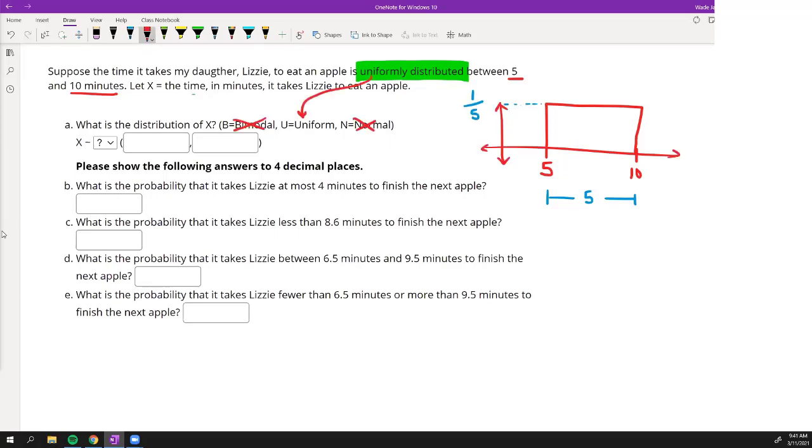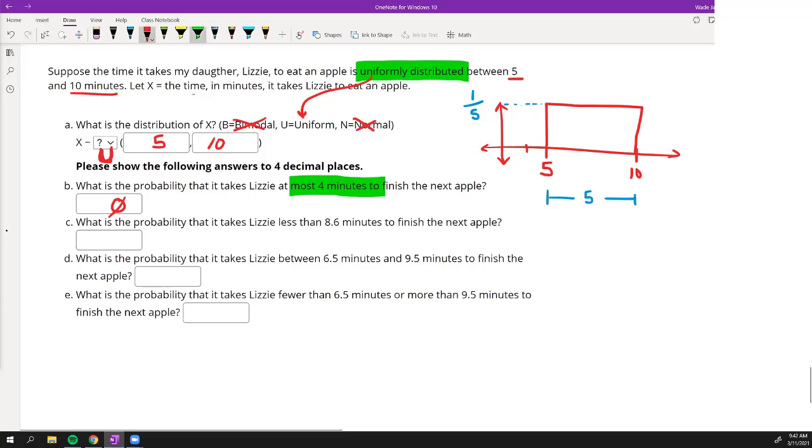In this drop-down menu, you're going to select the letter U. Your lower bound is going to be 5. Your upper bound is going to be 10, because that is the lower bound and upper bound of the information that they gave us. Okay, the next question. What is the probability that it takes Lizzie at most 4 minutes? At most 4 minutes means 0 minutes, 1 minute, 2 minutes, 3 minutes, up to 4 minutes. Well, the answer to this is 0. Our minimum for the data given starts at 5.